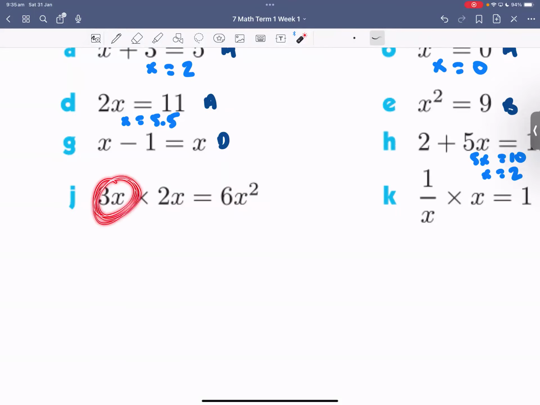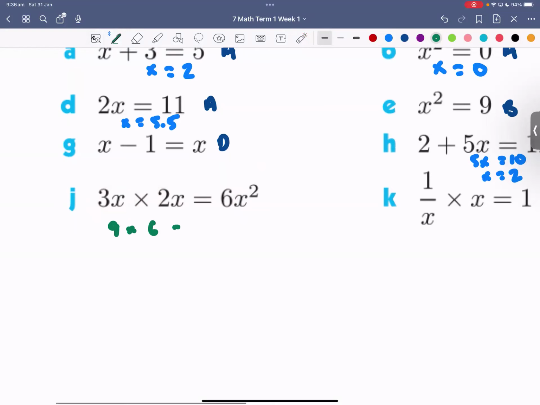If x is 3, what's 3x? 9. And what's 2x, knowing that x is 3? 6. And now we're trying x equals 3 here, so you have to do indices first, according to BIMDAS. So what's 3 squared? 9. And 9 times 6? Oh, did the equation work out? It did. And I tried a random number like 3.